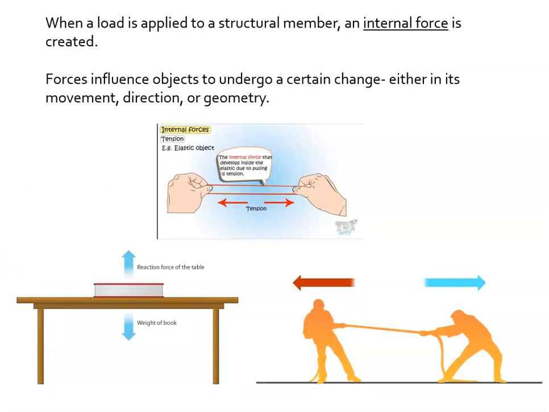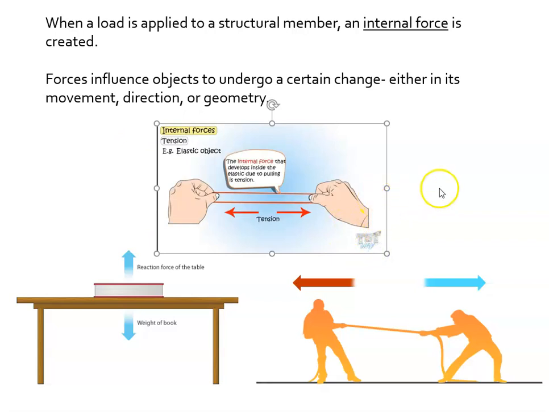Okay, so when a load is applied to a structural member, an internal force is created. All right, so here's this little diagram of a rubber band being pulled on. The external force is being produced by the hands. The hands are grabbing the rubber band and pulling it. That's where our external force is occurring. But then something is happening within the rubber band, and that is tension being created.